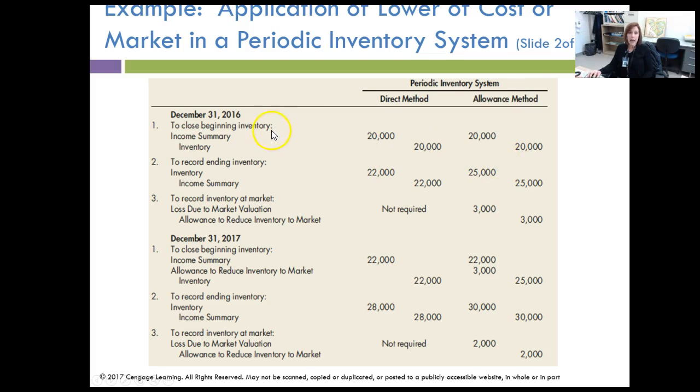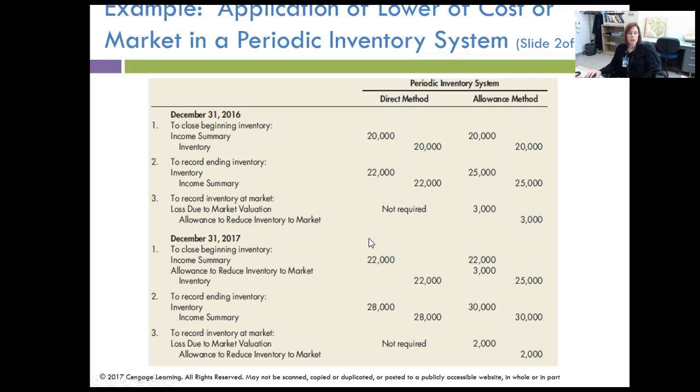But now we get to our ending inventory of 2016, and we've got a difference between our cost and our market. Under the direct method, we're going to debit our inventory and credit our income summary at the market value, whereas under the allowance method, we're going to maintain the book value. Then we have no second entry required under the direct method, but under the allowance method, we have this separate line item that we need to record.